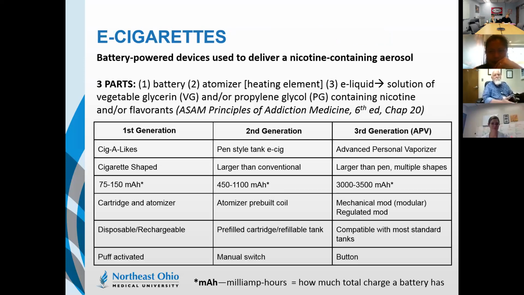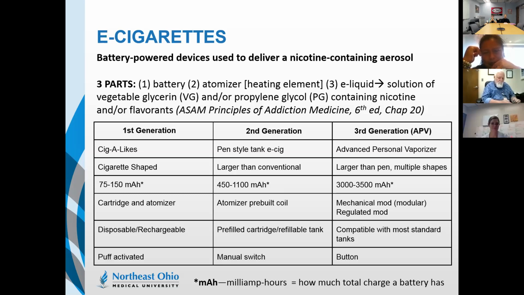All right, so let's start with e-cigarettes. What's the definition? So basically, e-cigarettes are battery-powered devices that are used to deliver a nicotine-containing aerosol. So every e-cigarette has 3 parts. It has a battery, it has an atomizer, which is the heating element, and it has some sort of e-liquid, which they sometimes call e-juice. And so the e-liquid is a solution of either vegetable glycerin and or propylene glycol. So they call that VG and PG, and it's that liquid that contains the nicotine and the flavorants.